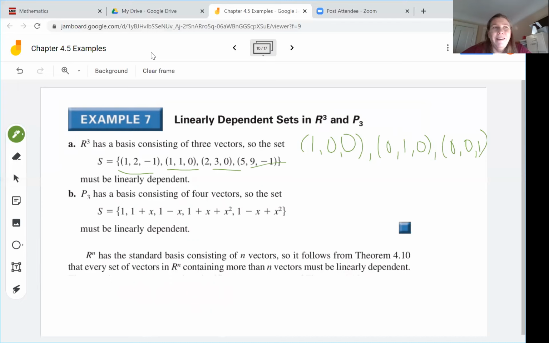Similarly, P3, the set of all polynomials of degree 3 or lower, has a basis consisting of 4 vectors. So if you take this set here with 5 vectors, you know you're going to have some linear dependence in here. In general, Rn has the standard basis consisting of n vectors, so it follows from this theorem that every set of vectors in Rn containing more than n vectors must be linearly dependent.